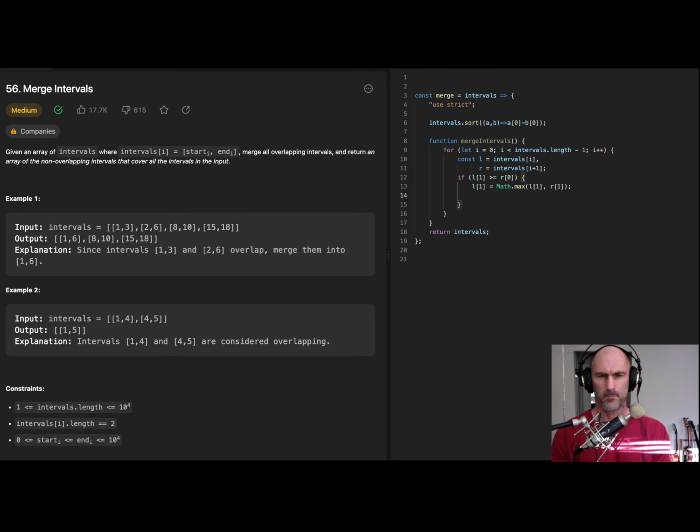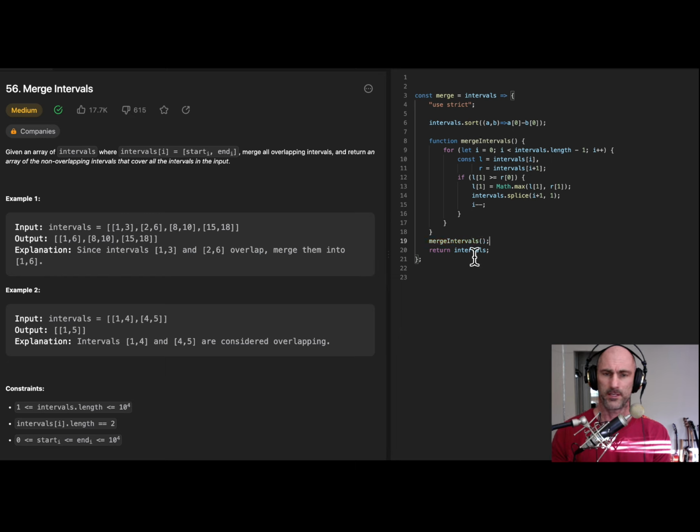Then we're going to have to remove the second interval. And the way to do that is to say intervals.splice(i plus 1, 1), where we start at i plus 1 and remove 1 from the intervals array. And the next thing we have to do, since we removed 1 from the array, is decrement our i counter. So we're going to have to call mergeIntervals. And then we return the intervals.